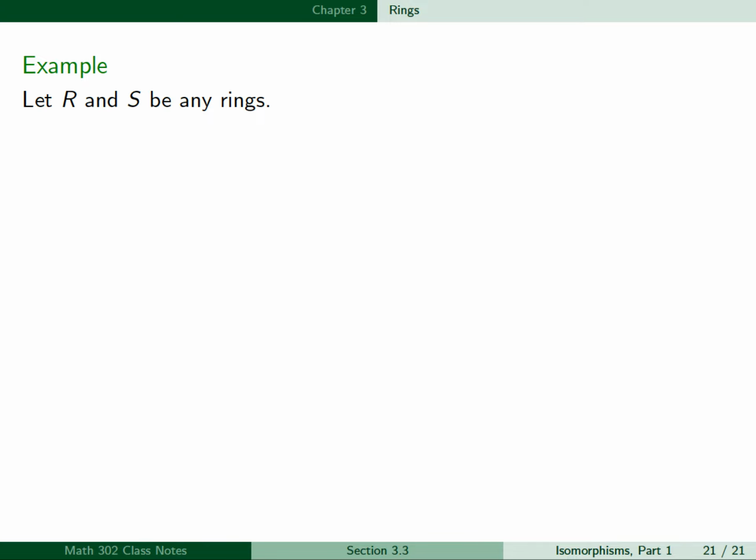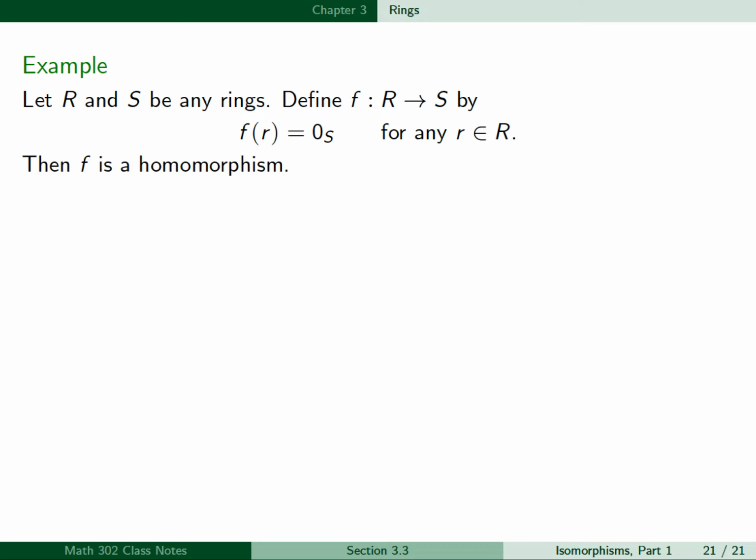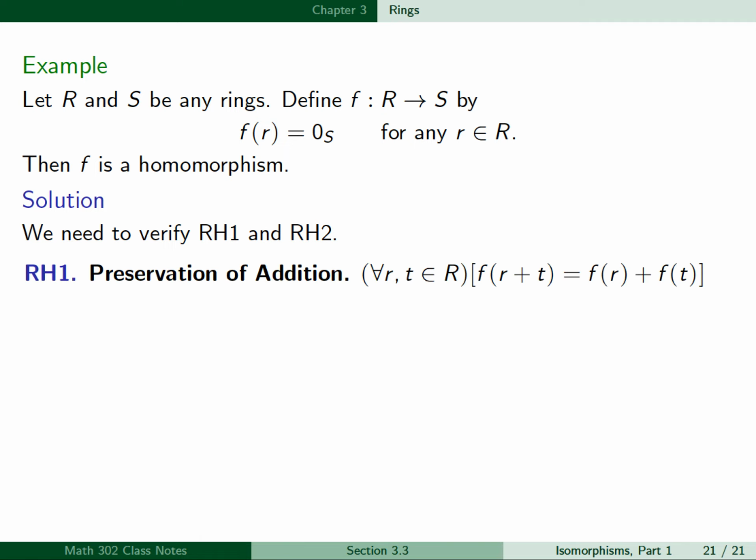For another example, let R and S be any rings, and we'll define f from R to S by f(r) is 0_S, the additive identity in S, for any r in R. So the function f is mapping every element in the ring R to the additive identity element of S. Then f is a homomorphism. Not a particularly interesting homomorphism, I should say. Okay, to show this, we need to verify Rh1 and Rh2. So again, we'll do Rh1, preservation of addition.